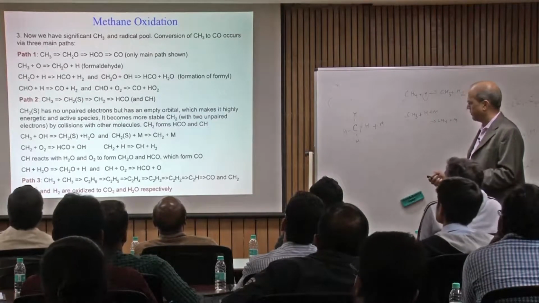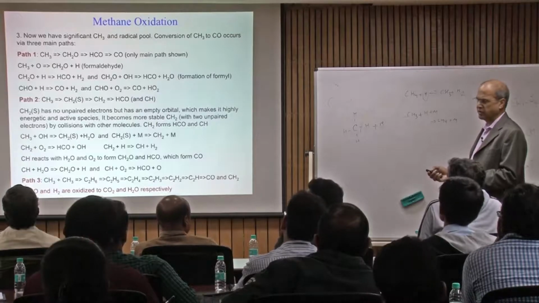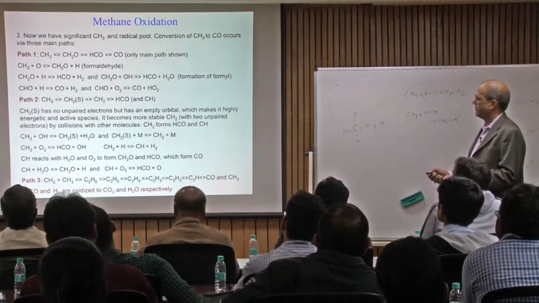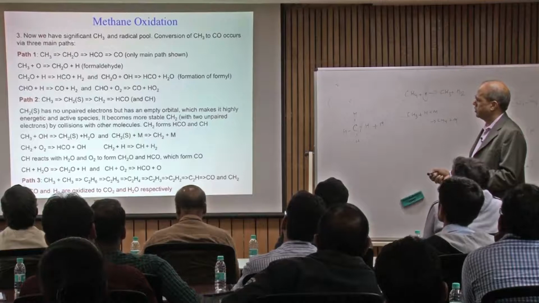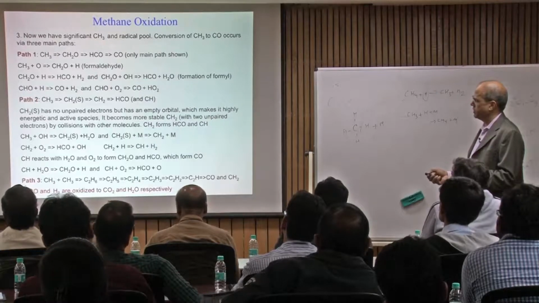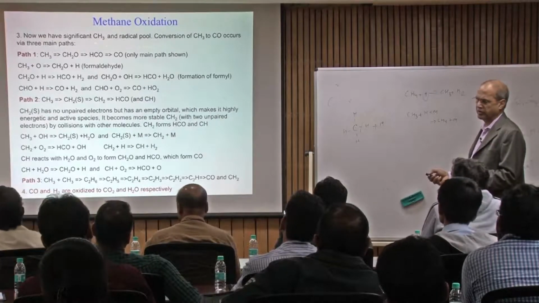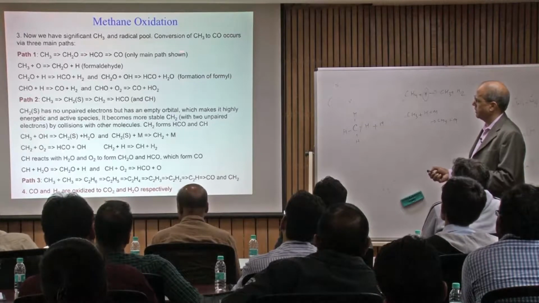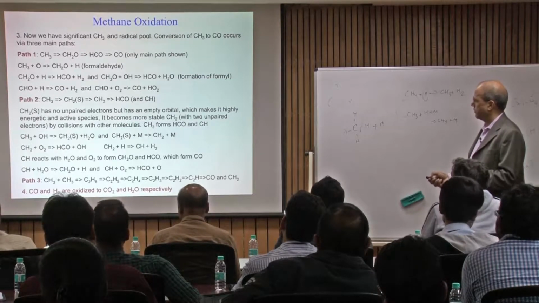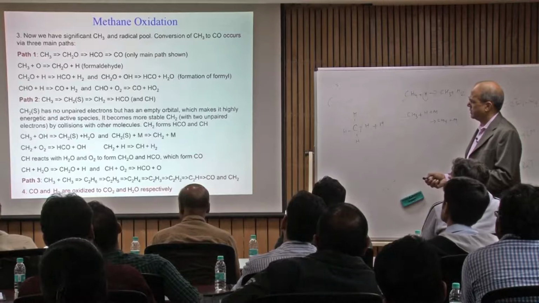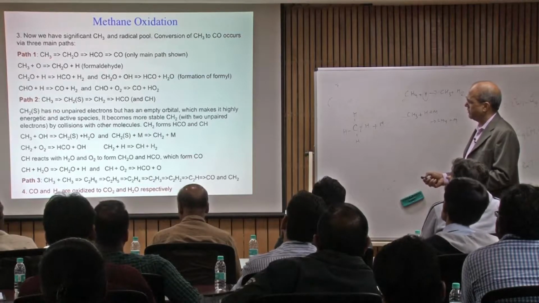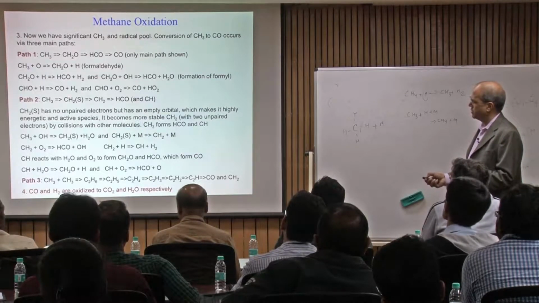So, I am just showing the overall steps, not a lot of details. Now we have a significant amount of CH3 in the radical pool. Then there are these three paths. Path 1 is CH3, and then some reactions are shown there.